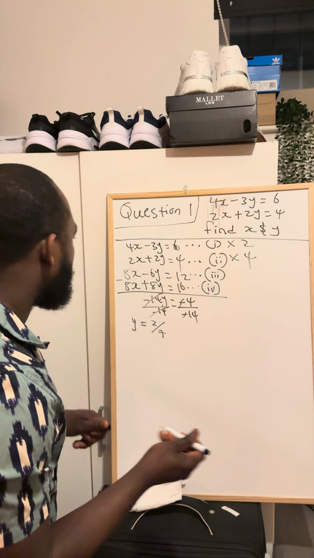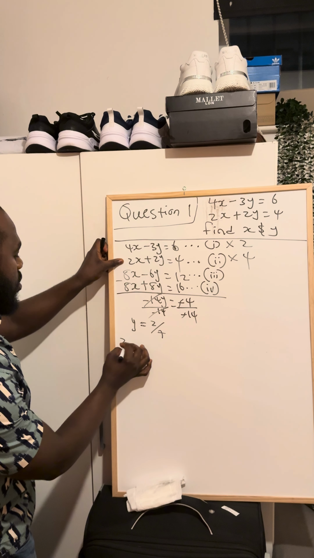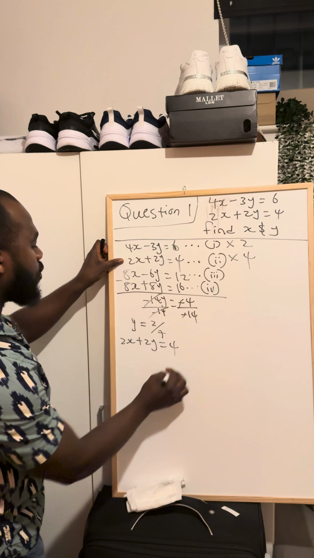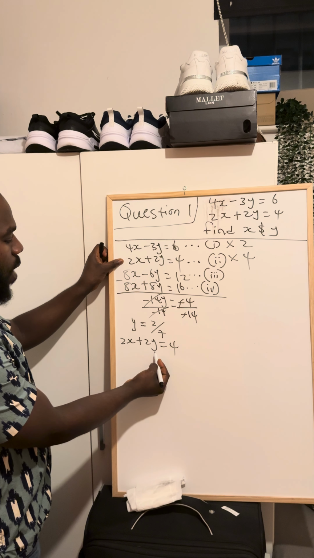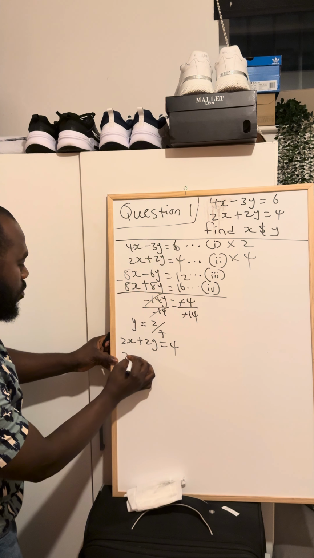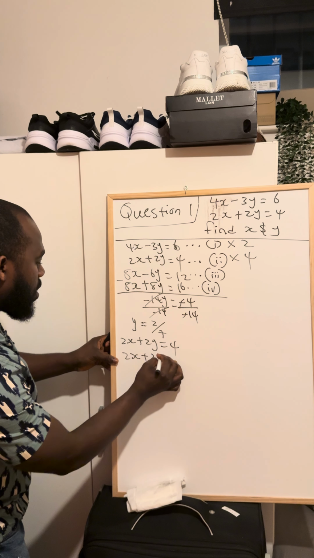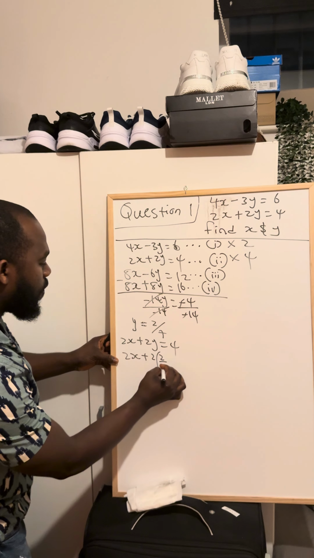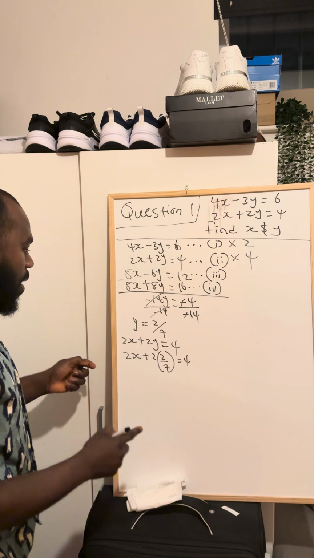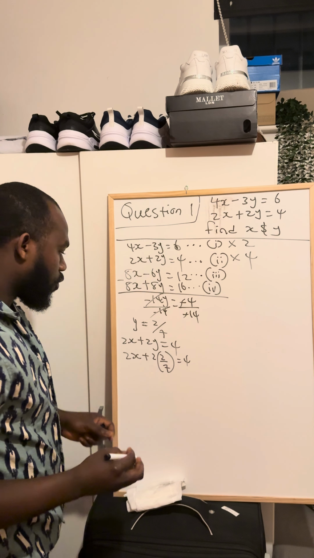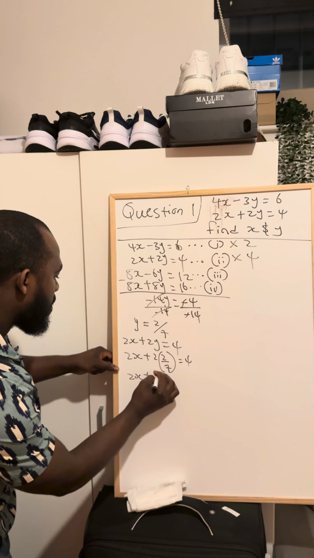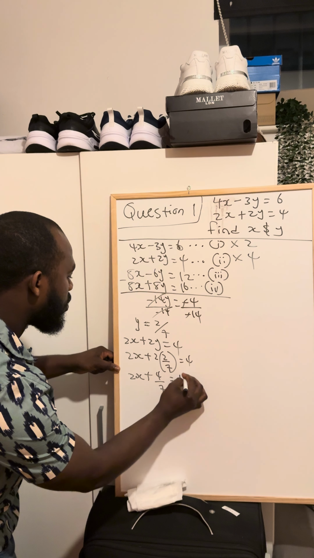So if I'm using equation 2, it is 2x plus 2y equal to 4. But now the value of y here is what? 2 over 7. So what have we got now? We've got 2x plus 2 bracket 2 over 7 is equal to 4. All right. So now what do we do now? 2 multiplied by 2 gives us 4. So we've got 2x plus 4 all over 7 is equal to 4.